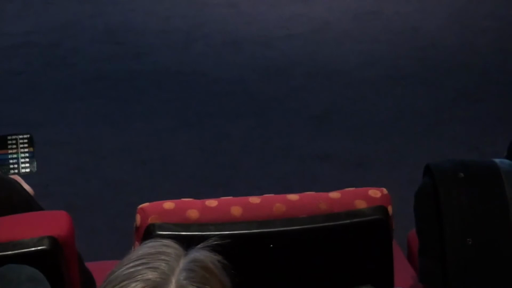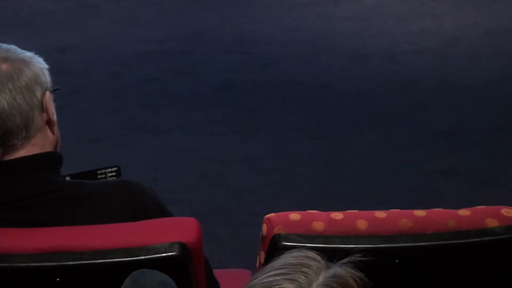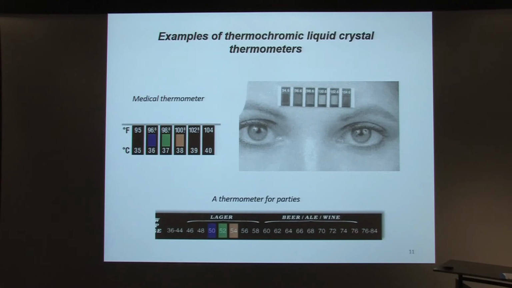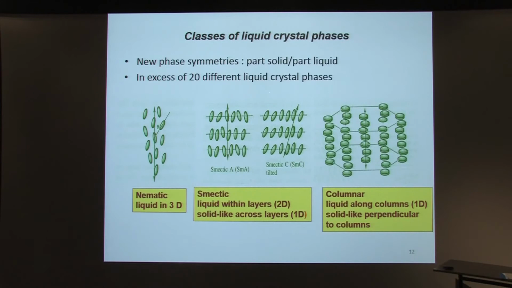Now, the way it works, actually, there are stripes there, and each stripe corresponds to a different mixture of liquid crystal material, so that the range of temperatures over which it changes colour is different for each band, and so that's how it works as a thermometer. Okay, thanks.